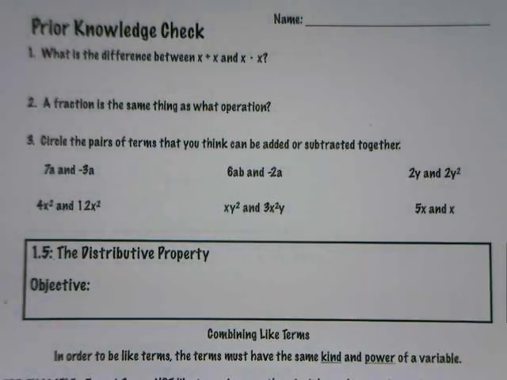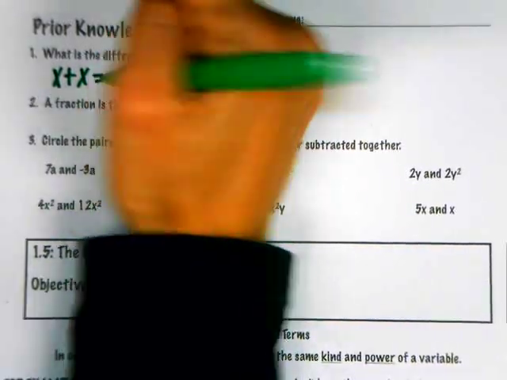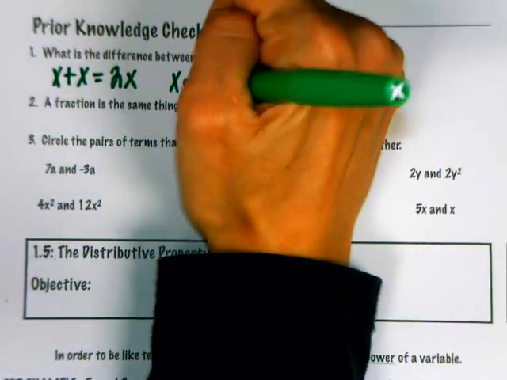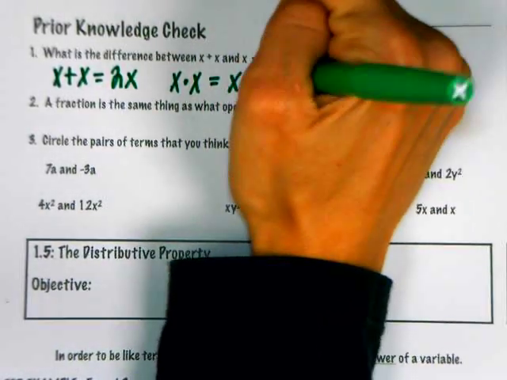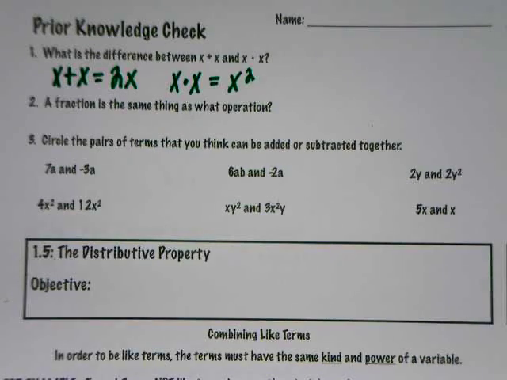So for that, x plus x is going to be 2x, and then x times x is going to be x squared. Okay? So I would just keep reminding yourself of that as it comes up, because that's where I see a lot of errors.